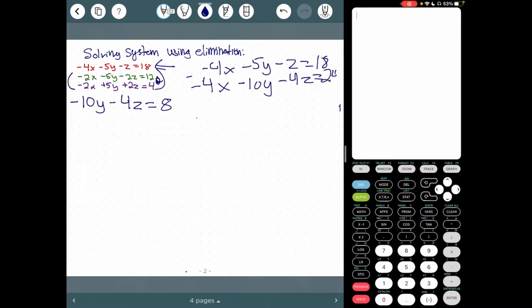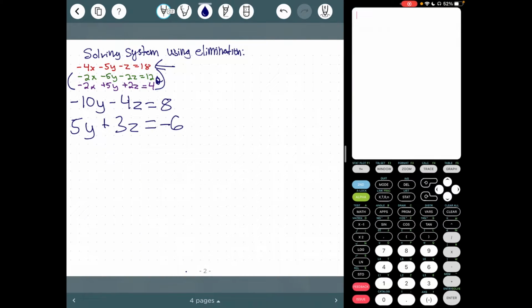And -4 minus -4 is 0x. And -5 minus -10 is 5, so 5y. And -1 minus -4 is 3, so 3z equals, that was 24. And then 18 minus 24 equals -6. So to rewrite our second equation, it is 5y plus 3z equals -6. And we can get rid of all this.